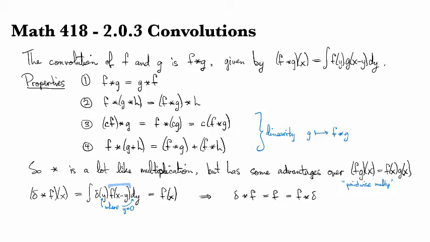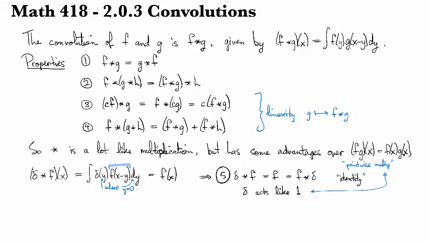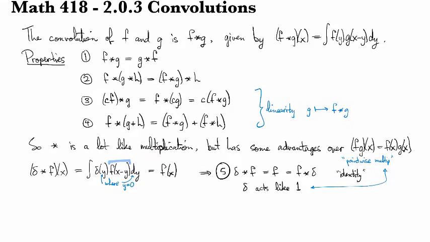I'm going to call this property number 5 in my list, and it is the identity property. In other words, for this new notion of multiplication, delta acts like the multiplicative identity 1 does for pointwise multiplication. So the Dirac delta is our new version of 1.